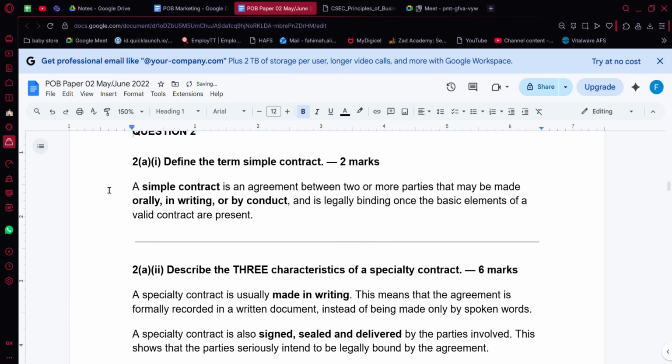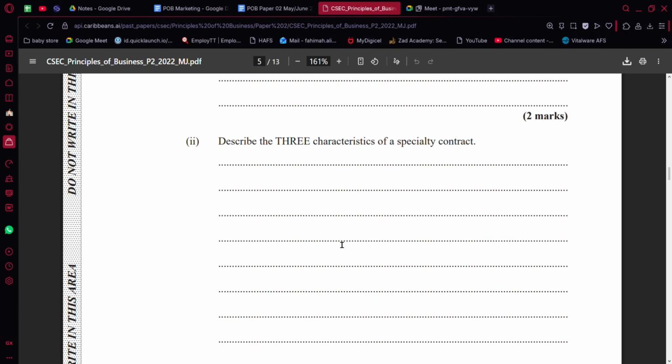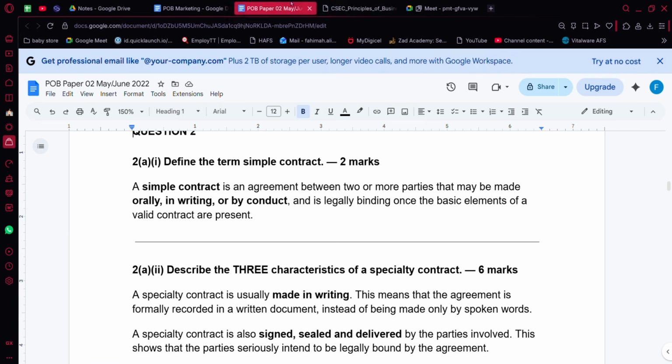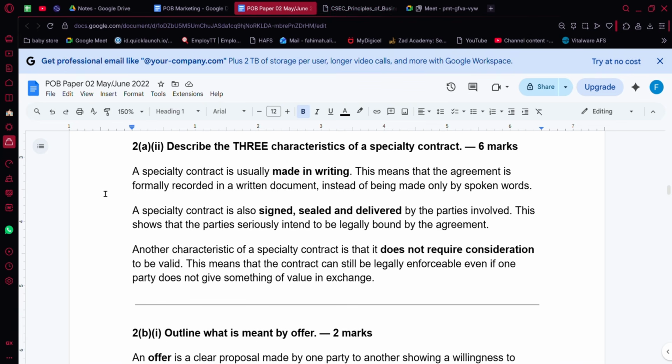We have a simple contract is an agreement between 2 or more parties that may be made orally, in writing, or by conduct, and is legally binding once the basic elements of a valid contract are present. Next question. Describe the 3 characteristics of a specialty contract. 6 marks. A specialty contract is usually made in writing.